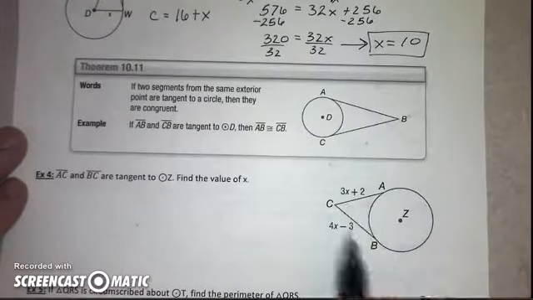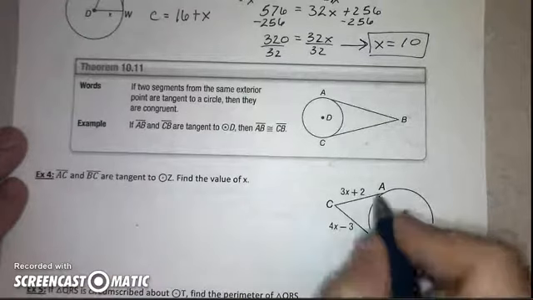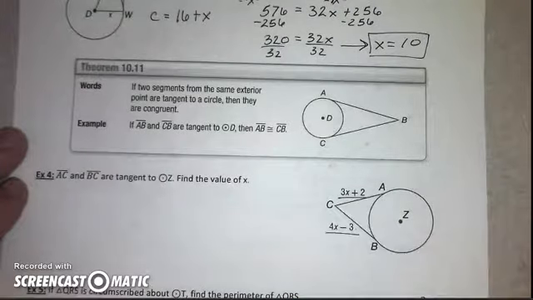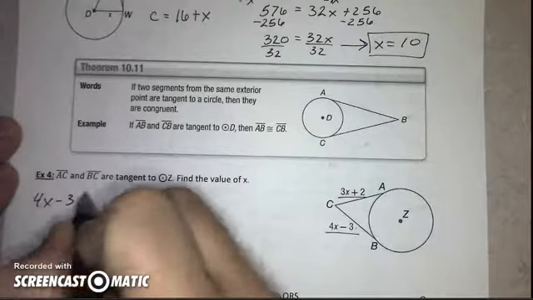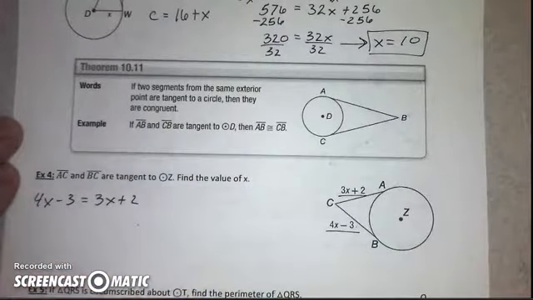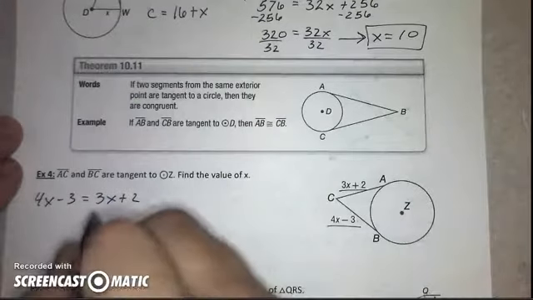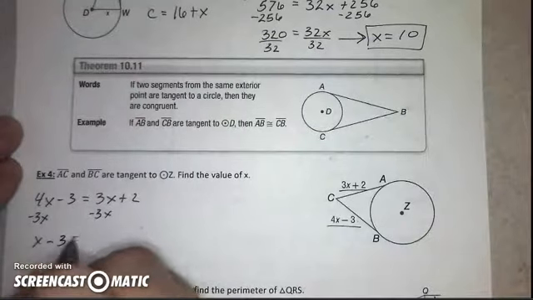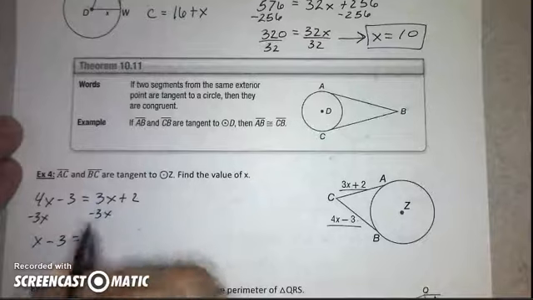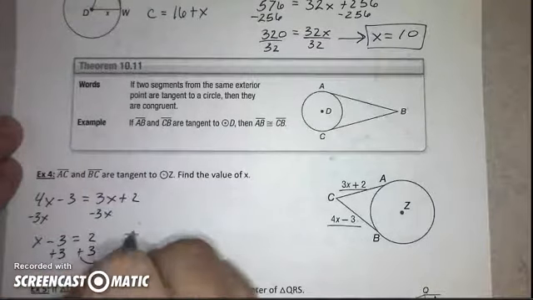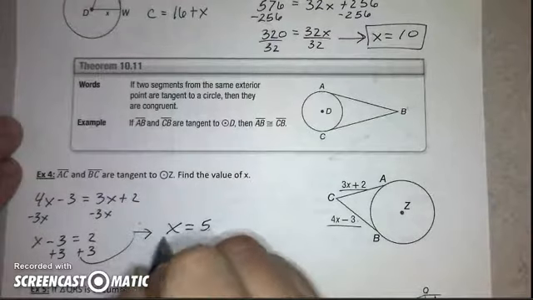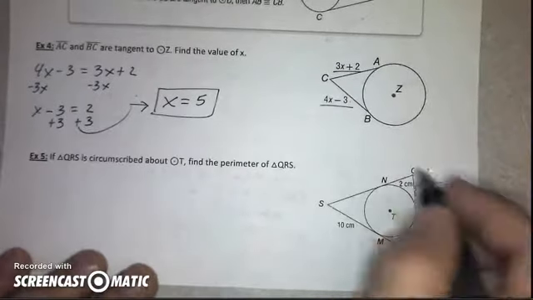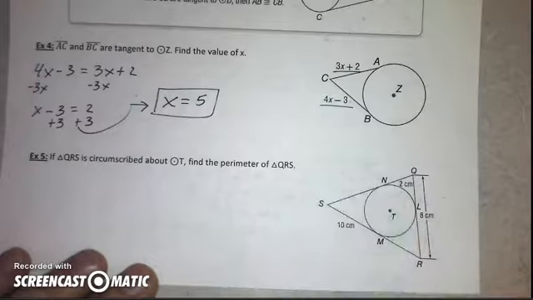So here we're told that AC and BC are both tangent to circle Z. So to find the value of x, you just need to recognize that these have to be congruent segments, so these are equal. So we just set them equal. 4x minus 3 equals 3x plus 2, and we solve for x. 4x minus 3x is x. The only thing left on this side is 2. Then we add 3 to both sides. In this case, x is 5.